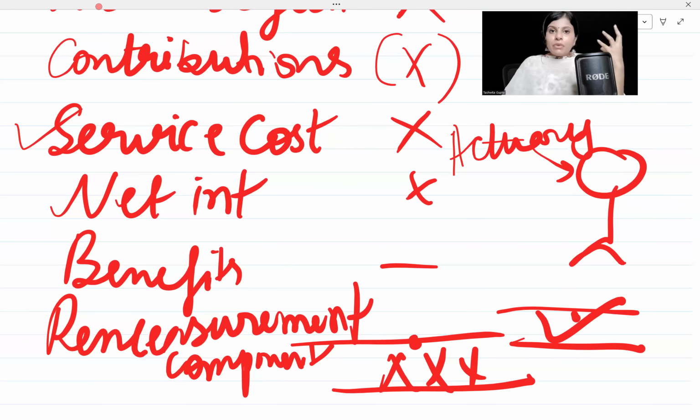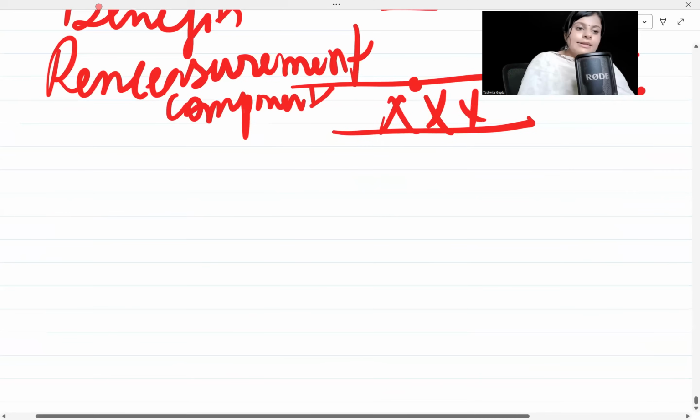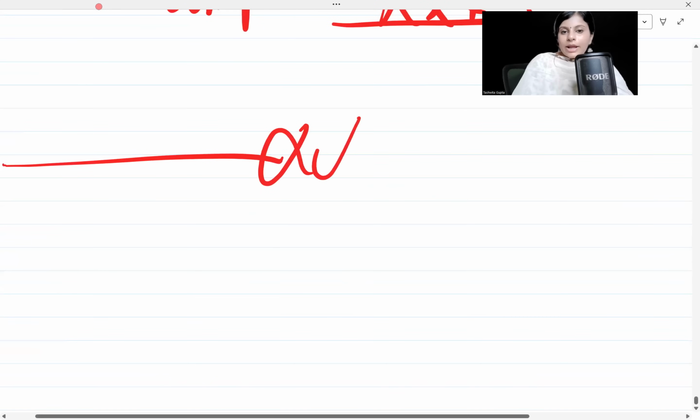There are many other things involved also. So I hope you know the plan amendment, settlement, curtailment. If there is any amendment, settlement or curtailment in your pension plan, that must happen via service cost, number one. Secondly, after the date of the plan amendment, settlement or curtailment, you should use updated assumptions to calculate your interest and to calculate your service cost. That's it. So this is the end of our IAS 19 as well.